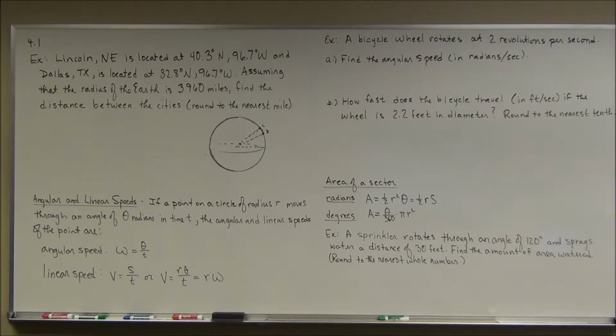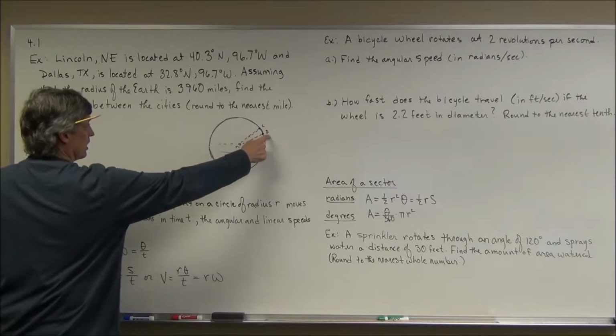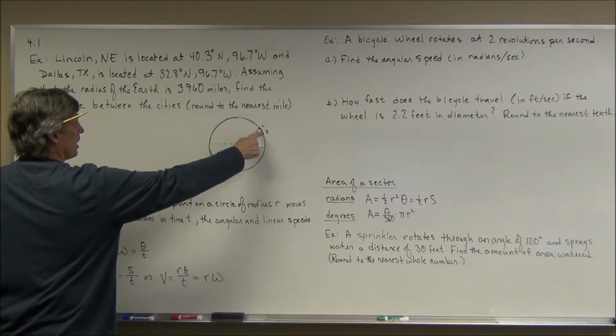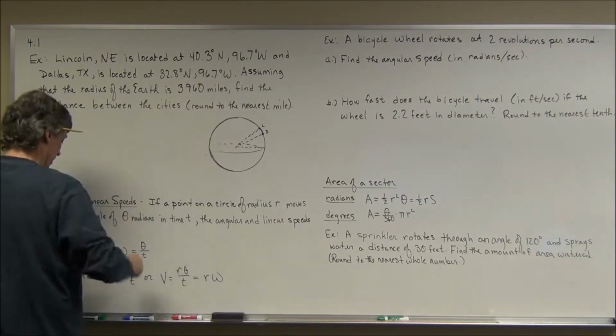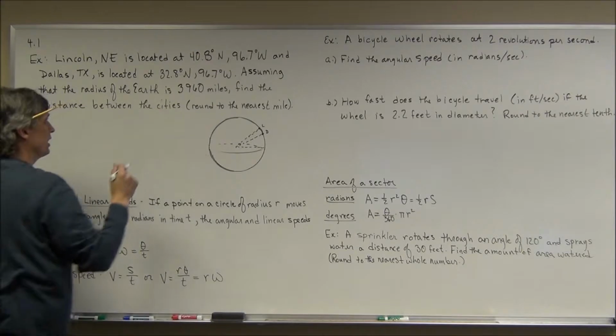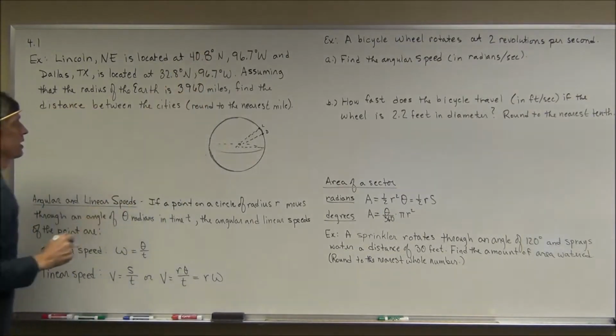It says, assuming that the radius of the Earth is 3,960 miles, find the distance between the cities, and we're going to round to the nearest mile. Since they have the same longitude, I'm going to take the difference in the latitudes. I try to draw a diagram of this. Here's Lincoln, here's Dallas. This is further north, and we have to come down. Actually, I think I have that written down wrong. It's 40.8. Yeah, 40.8.